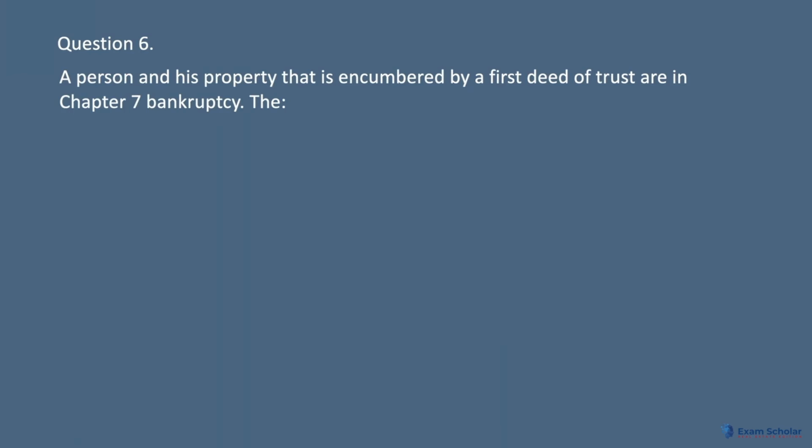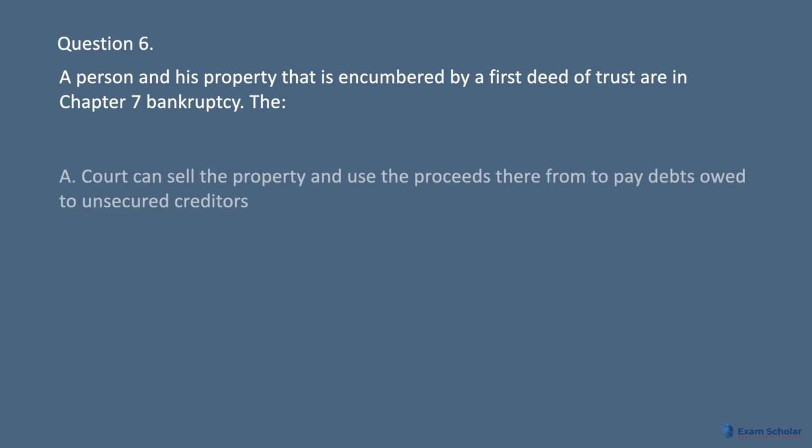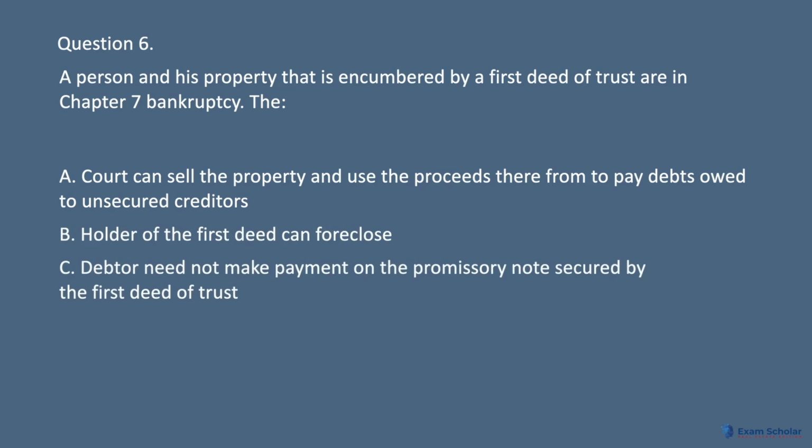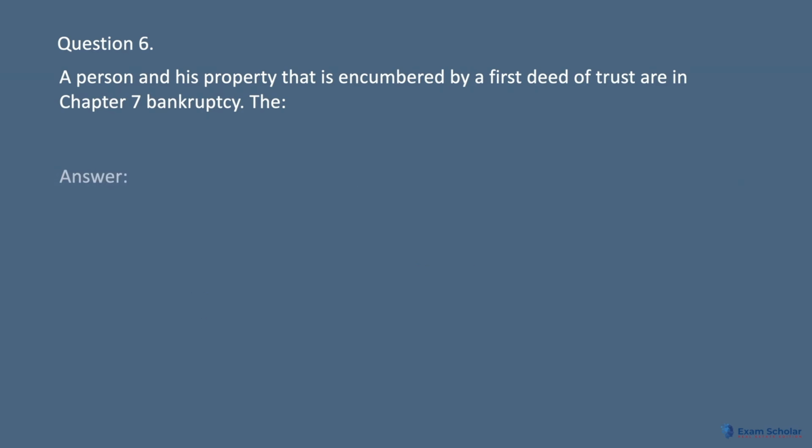Question 6. A person and his property that is encumbered by a first deed of trust are in Chapter 7 bankruptcy. The court can A. Sell the property and use the proceeds therefrom to pay debts owed to unsecured creditors. B. Holder of the first deed can foreclose. C. Debtor need not make payment on the promissory note secured by the first deed of trust. D. Debtor can sell the property.